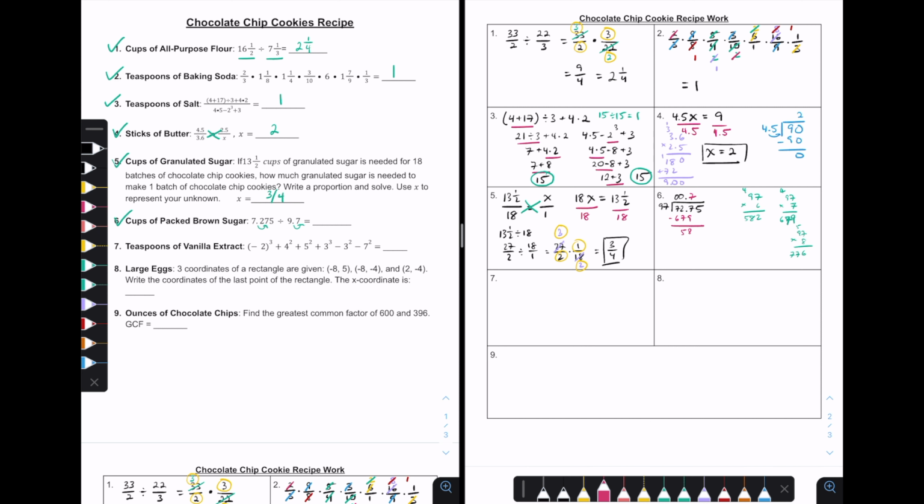You need me to show what one batch is? Yeah, you have to do the division to figure out how much one batch is. Sweet, what do we do now? You got a little bit of free time, so help some other people that are still working. Look on the board. It is 11:03, so the bell's going to ring shortly.